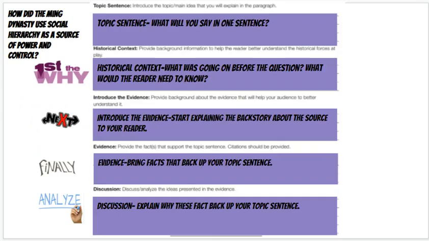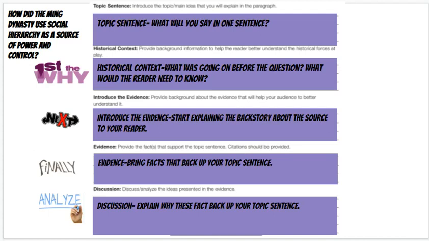Next, you have to give the why. You see that first, the why over there? Historical context. What was going on before the question? What's going on that the reader would need to know? What is going on as in before anything happened? Like, put us in place. The reader doesn't know anything. Or even if the reader does, the reader's assuming they don't know anything and they want to see what you do. Next step, that next over there, it says introduce the evidence.